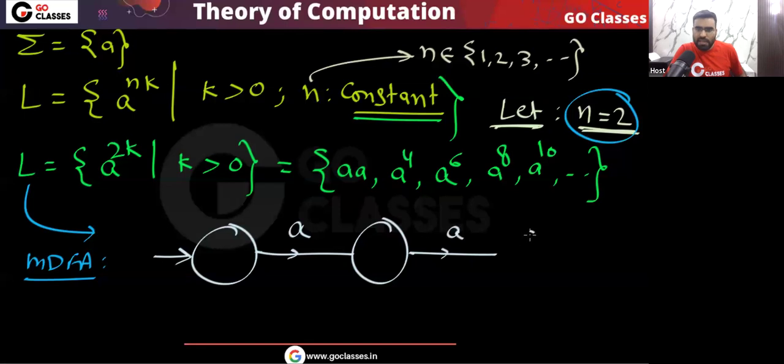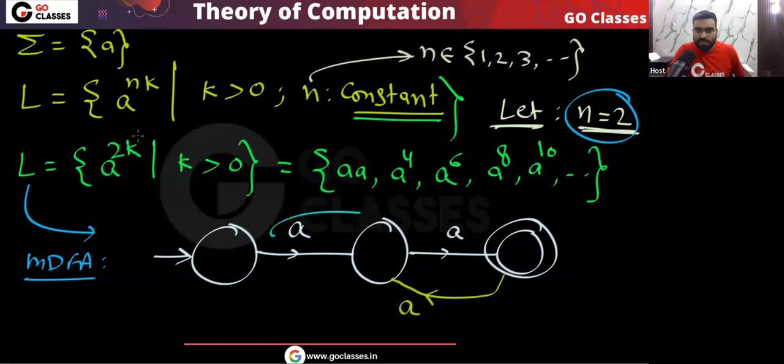Then if another a comes, now remember what we will do, we will go to a final state, yes or no? Double a is accepted. Now we want to accept a power 4. So here you can notice that we have accepted double a, I want to accept a power 4, so I can make this transition on a. Now you can easily see what I am accepting. Notice I am accepting double a, then a.